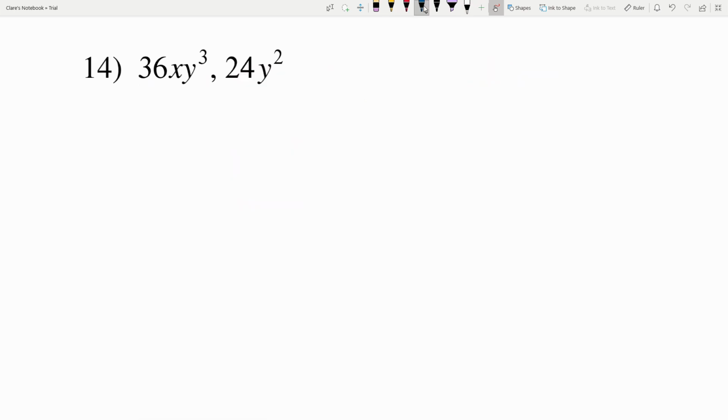In number 14, I'm dealing with 36xy cubed and 24y squared. Looking at 36 and 24, let's see what the GCF among just the coefficient values is. So I'm looking at just the greatest common factor of 36 and 24, and I'll look at the variables in a second. So listing out my factors of 24, that's 1 and 24, and then we have 2 and 12, 3 and 8, then 4 and 6.